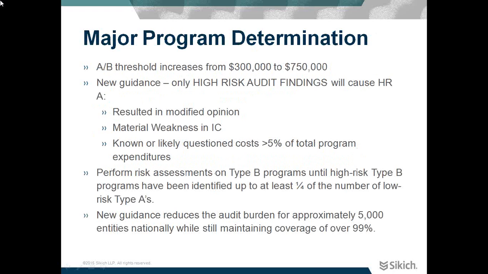Okay, these more pertain to auditors than auditees. Major program determination, the A/B threshold, or what qualifies as a Type A program versus a Type B program, now increases from $300,000 to $750,000, which is also the threshold for single audits. In the new guidance, only high-risk audit findings will cause a high-risk Type A program, whereas in the old guidance, any type of audit finding will trigger a high-risk A. And those high-risk audit findings are ones that resulted in a modified opinion, that reported material weaknesses in internal control, or that reported known or likely questioned costs greater than 5% of the total program expense.